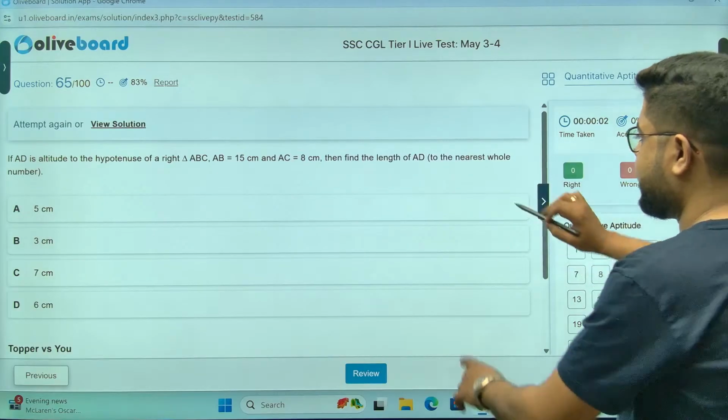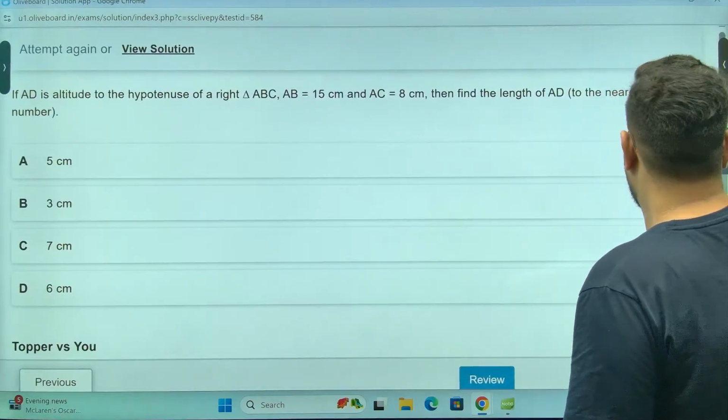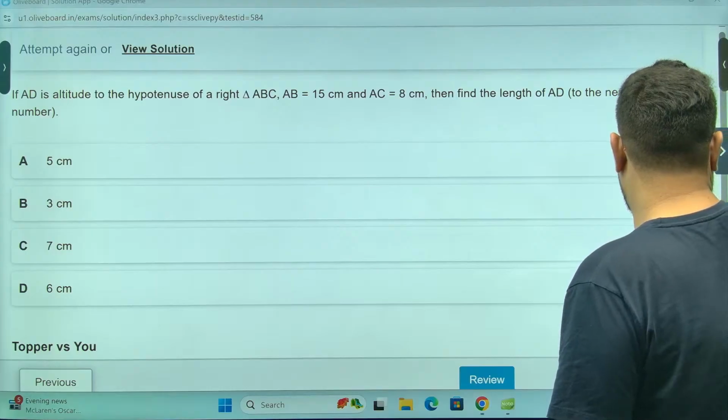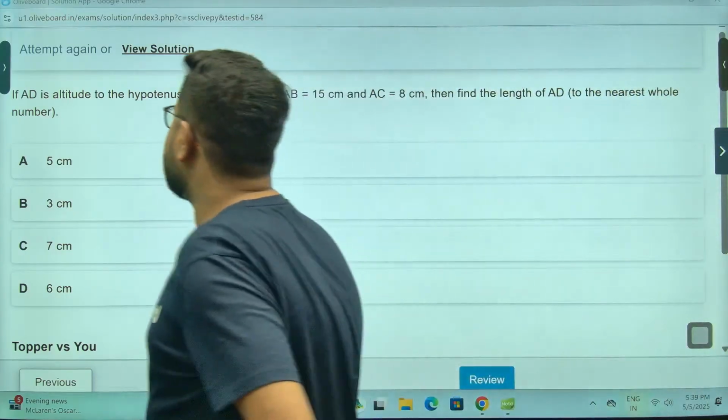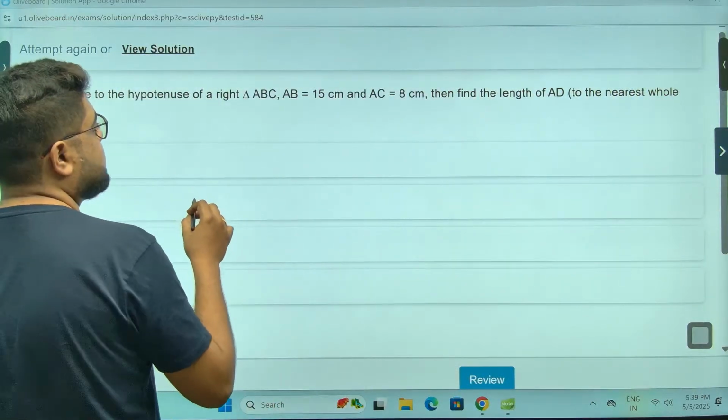Moving on, sir. AD is the altitude to the hypotenuse of this triangle, sir.